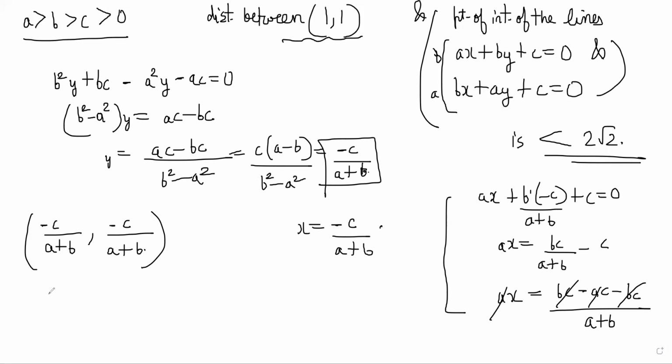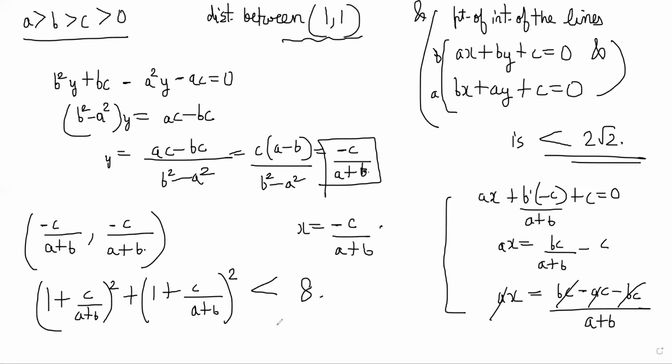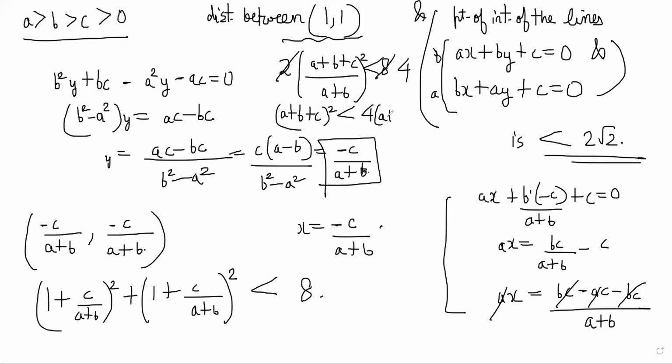You'll just say 1 minus this, so (1 plus c by a plus b) whole square plus (1 plus c by a plus b) whole square is less than 8, right? Yes. Fine. One of those conditions will fit. This is 2 times, obviously it will come 1 plus c by a plus b whole square is less than 8, so you'll get 4 here, and you will get (a plus b plus c) whole square is less than 4 (a plus b) whole square.